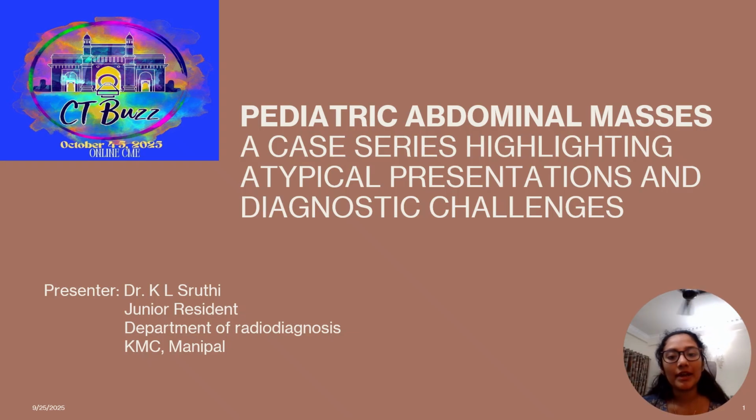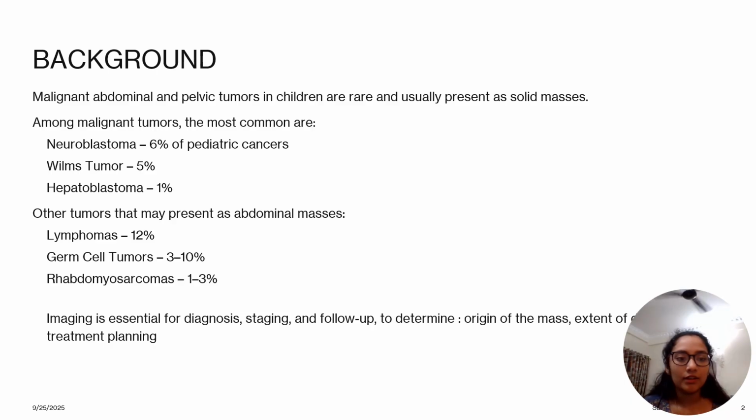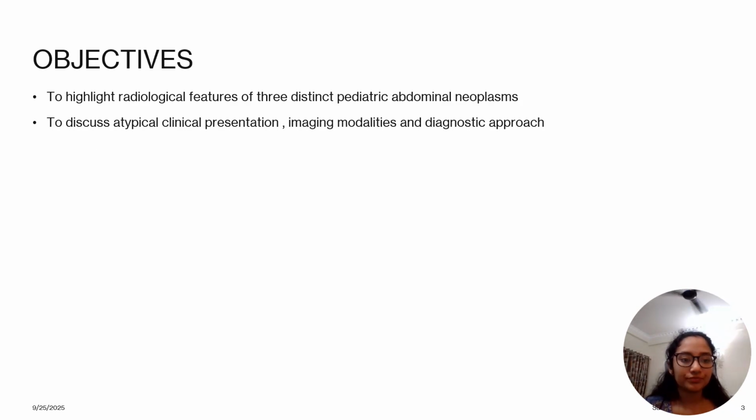Today we'll be discussing pediatric abdominal masses, a case series highlighting atypical presentations and diagnostic challenges in the same. Coming to the background, malignant abdominal pelvic tumors in children are rare, usually present as solid masses. Among the malignant tumors, the most common ones are neuroblastoma, Wilms tumor, hepatoblastoma. Others are lymphoma, germ cell tumors, rhabdomyosarcomas. Imaging is essential for diagnosis, staging, and follow-up of these neoplasms.